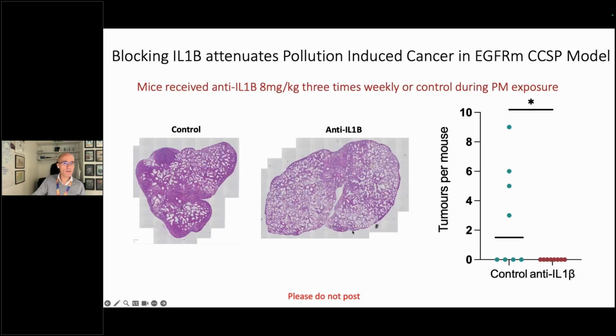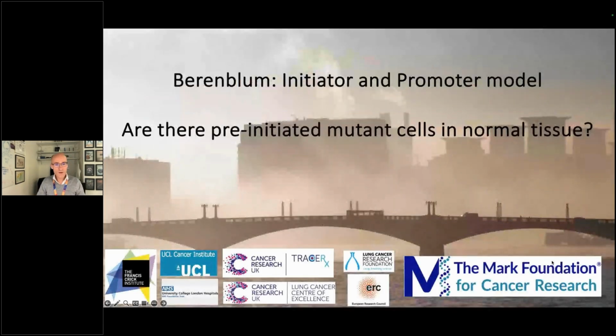Can it do the same in mice? Well, it turns out it can. It can reduce pollution-induced lung cancer from forming in our mouse models. So we know that IL-1 beta is important. We know that it's important and it's released due to air pollution, and the combination of air pollution or IL-1 beta and the EGFR mutation can form cancers. So Berenblum's model seems correct.